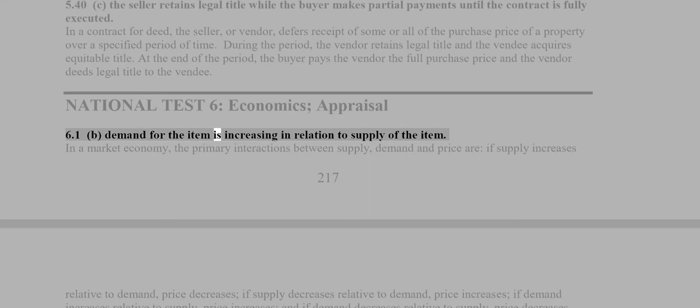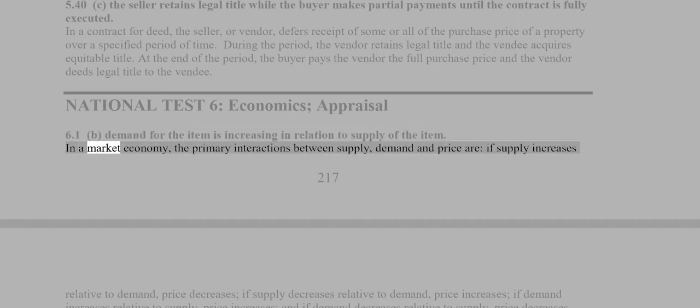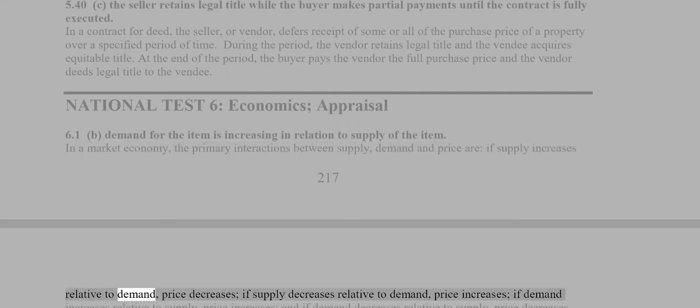Demand for the item is increasing in relation to supply of the item. In a market economy, the primary interactions between supply, demand, and price are: if supply increases relative to demand, price decreases; if supply decreases relative to demand, price increases; if demand increases relative to supply, price increases; and if demand decreases relative to supply, price decreases.